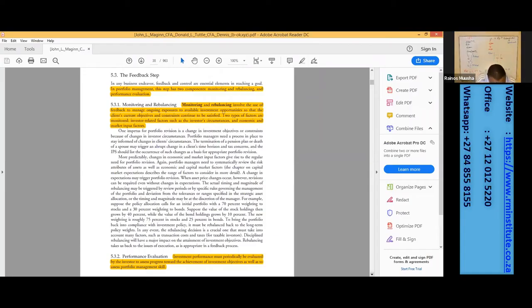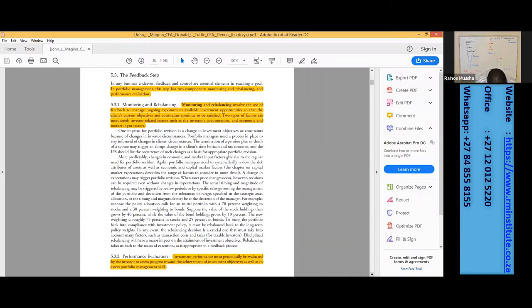All right. So looking at the feedback step, they say, in any business endeavor, feedback and control are essential elements in reaching a goal. So in portfolio management, the step has two components: monitoring and rebalancing, and performance evaluation. So when you look at the first step, which is monitoring and rebalancing, on section 5.3.1, they say monitoring and rebalancing involve the use of feedback to manage ongoing exposures to available investment opportunities so that the client's current objectives and constraints continue to be satisfied.